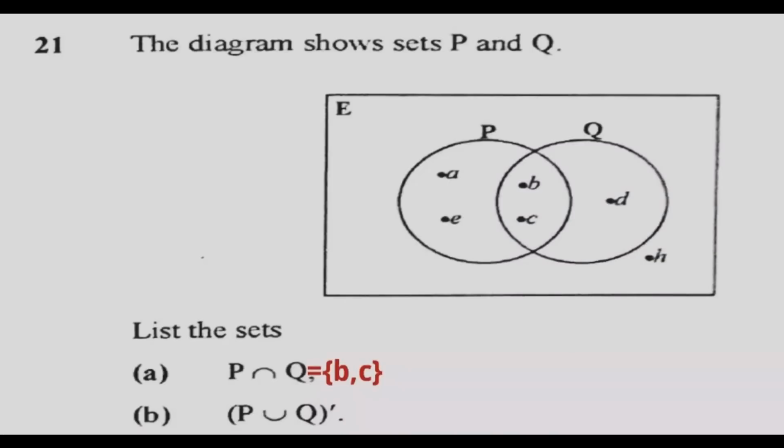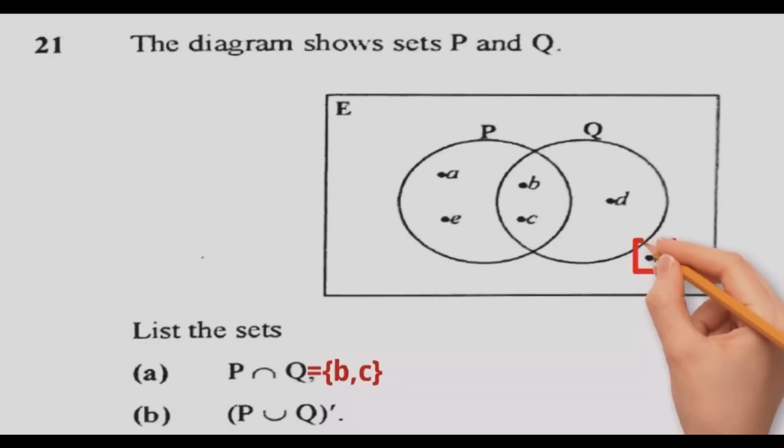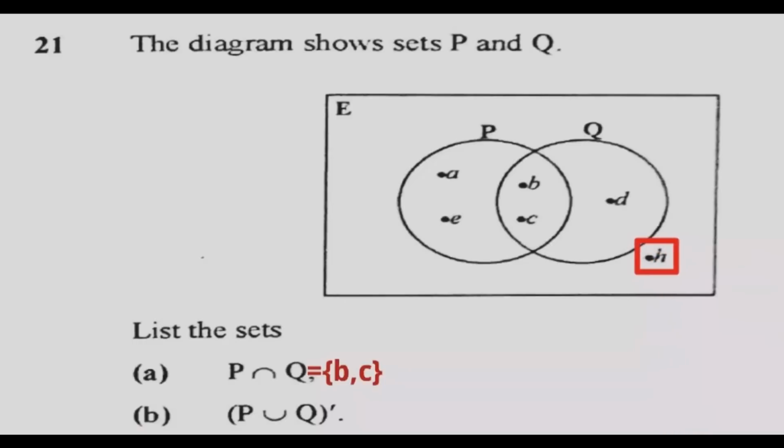Question B is to list the set P union Q complement. What we do is P union Q complement. The correct answer is H, the member that is found neither in set P nor Q. So the member that does not belong in any of these two sets is H. So the answer there, the set is H, just like the way I've written there.